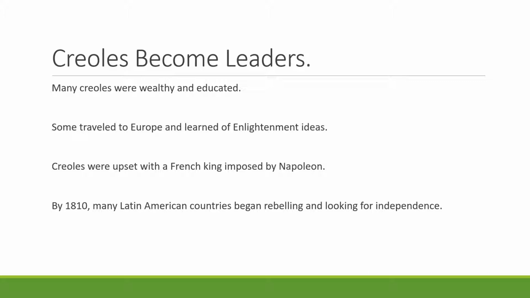Now, following this, Creoles are going to become leaders. Many Creoles were wealthy and educated. Some had even traveled to Europe and learned of Enlightenment ideas. Now, when Napoleon decides to install a French king instead of a Spanish king over these colonies, many Creoles are going to be upset with this. They wouldn't have minded a Spanish king, perhaps, but they did not like the idea of having a French king. By 1810, many Latin American countries began rebelling and began looking for independence.